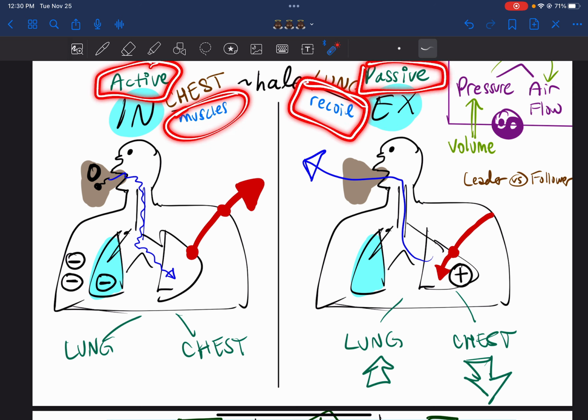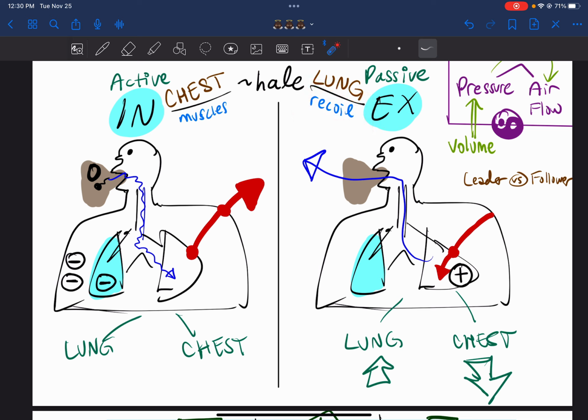Active versus passive. So you use your muscles to stretch your lungs open by stretching your chest wall open. That's how you inhale. Then the chest wall and the lungs bounce back to a closed position. Right? After being stretched open, they bounce back and become small again. That bounce back is what we call recoil. So when you're breathing, you don't actually breathe in and breathe out. It's more like you breathe in and then your lungs snap back and breathe out on their own. That's basically how it works.